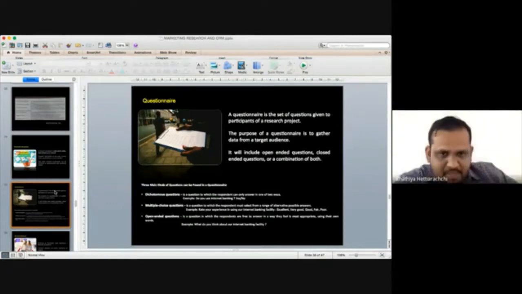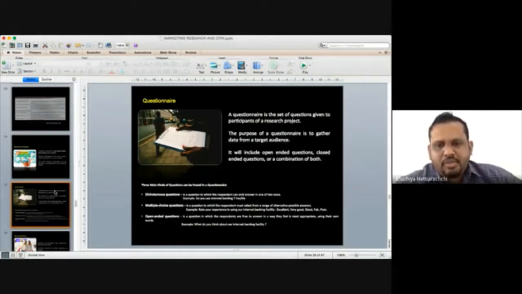So one type is dichotomous questions. Now these are questions where the responses can answer in one of two ways, right? So they don't describe it. There are only two answers where he has to select one. For example, do you use internet banking? When you say do you use internet banking, there is no other answer. Either he has to say yes or no, right? So those are called dichotomous questions.